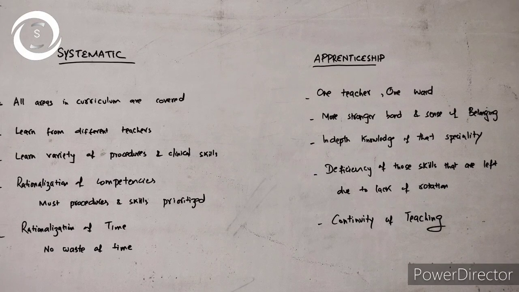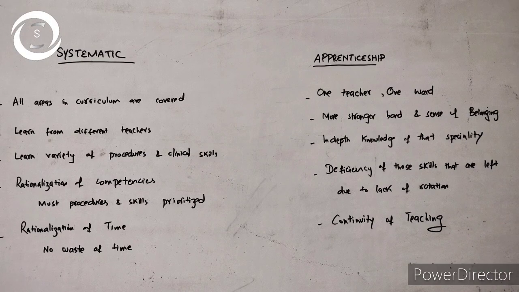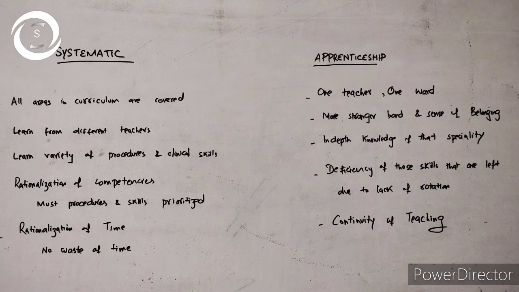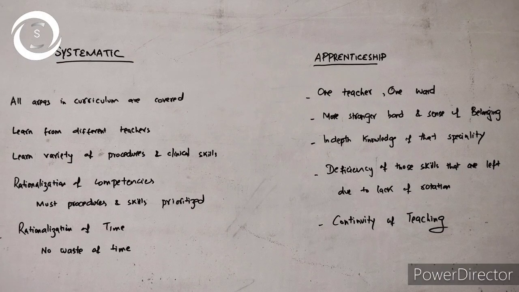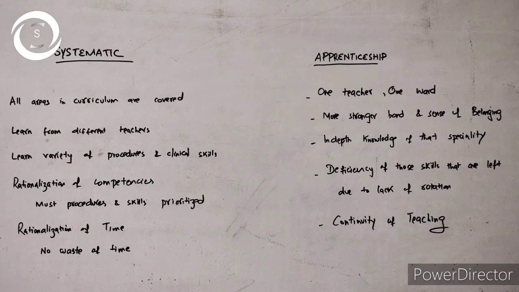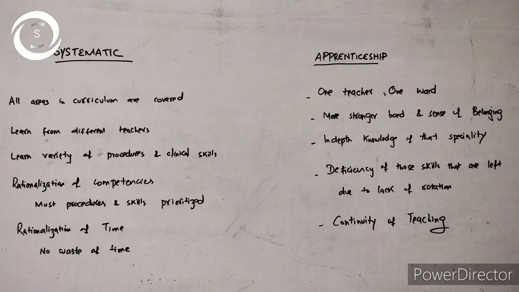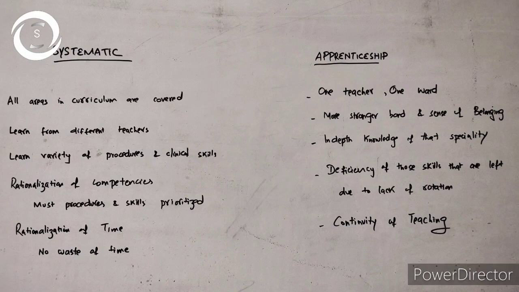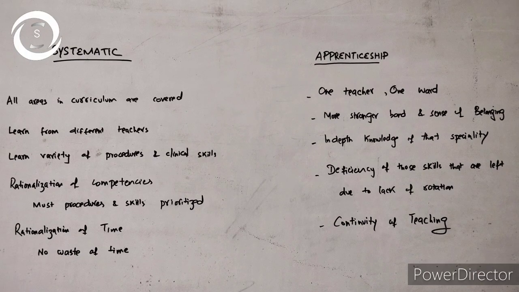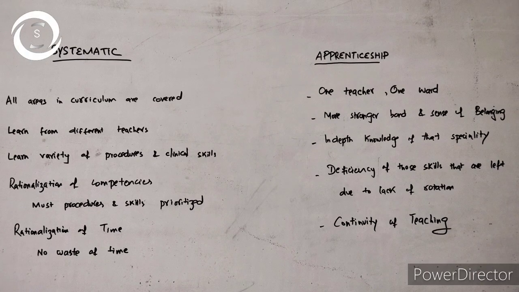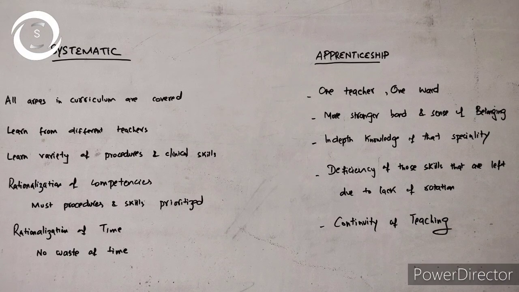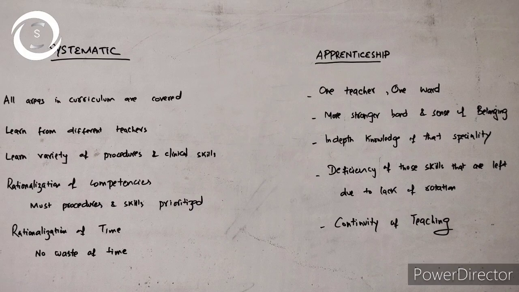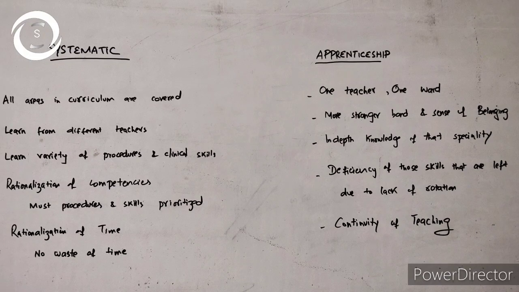So students experience a variety of health problems, and there is rationalization of competencies. Like in ophthalmology, cataract surgery must be learnt, and trabeculectomy or DCR may or may not be learnt according to the time. There is also rationalization of time, so students become confident with proper exposure to the whole field with the least waste of time and resources.